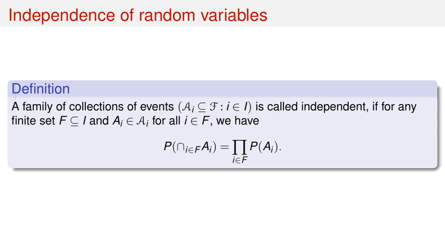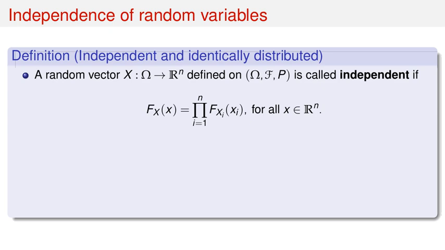Next, we revisit the independence of random variables, now in the context of random vectors. Recall the definition: a family of collections of events, script A sub i, a subset of script F for i in I, is independent if for any finite F a subset of I and any A sub i in script A sub i for i in F, probability of the intersection of A sub i equals the product of probability of A sub i.